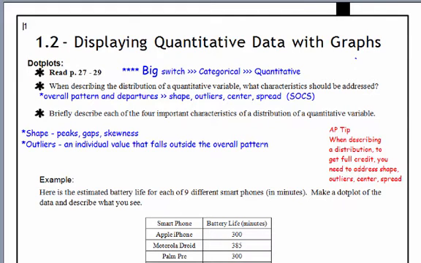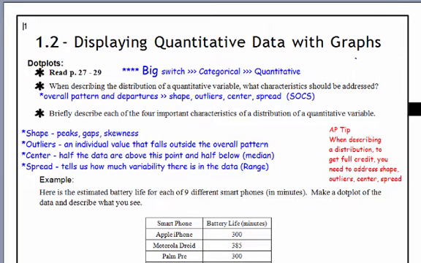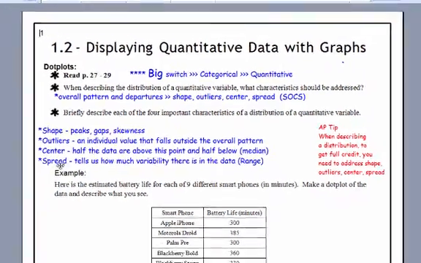The center is a point where about half the data are above and about half the data are below that point. And that is the median. The spread tells us how much variability there is in the data set. And this is really the range. Okay, so again, SOCS: shape, outliers, center, and spread.